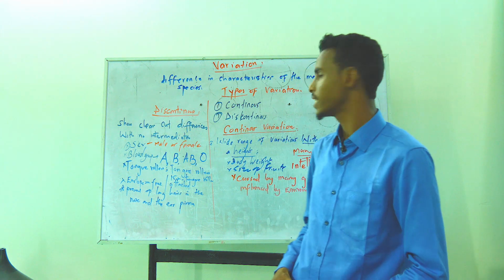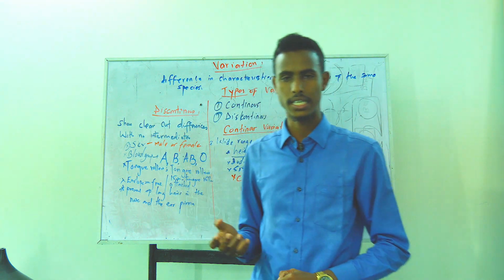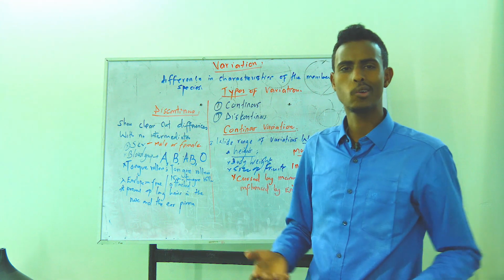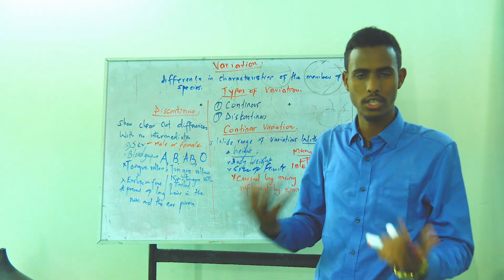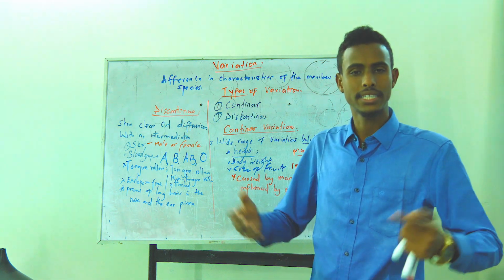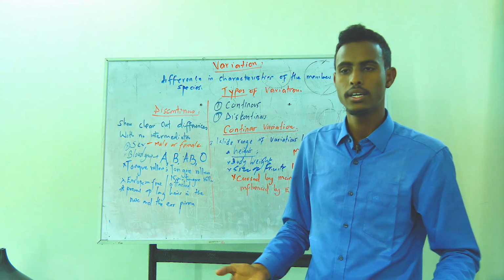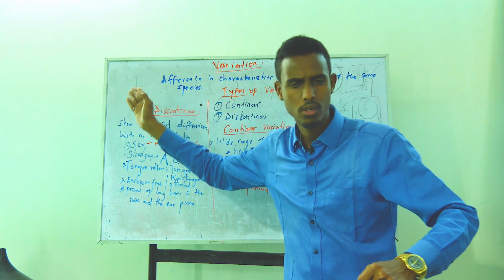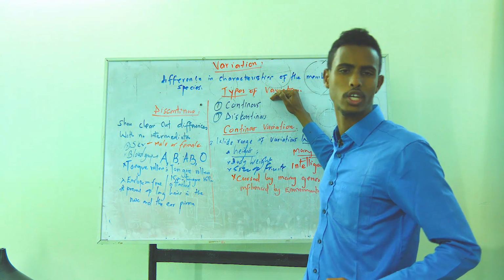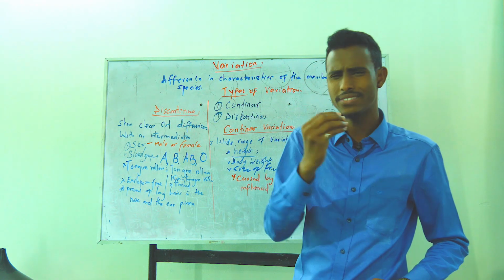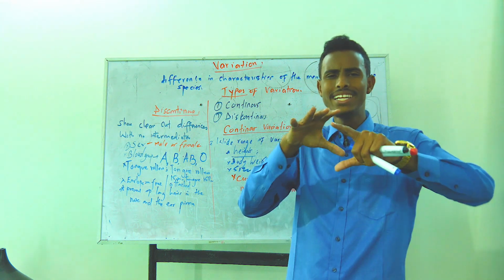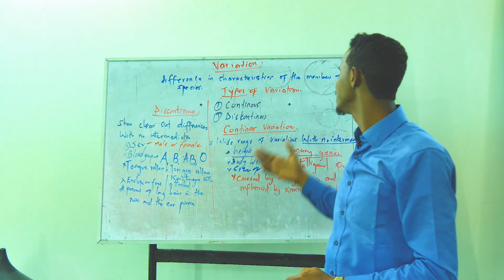Now, in summary, we can say that variation is the difference in the characteristics of members of the same species. For instance, let's look at the human species. They have different skin color, different heights, different body weights, right? Now, we have two types of variation, basically: the continuous variation and the discontinuous variation. And the continuous variation is a type of variation where the organism exhibits a wide range of differences with no intermediates.